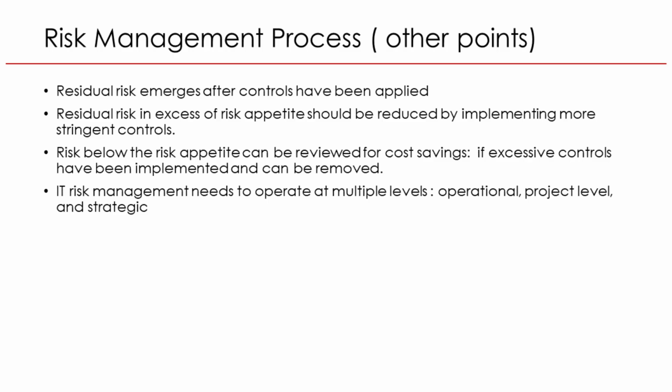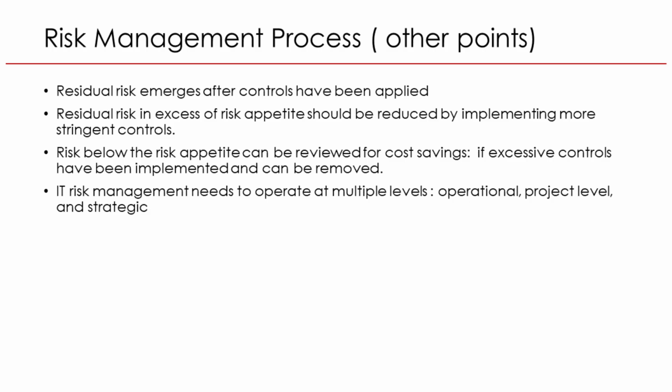Example: after implementing firewalls and encryption, if data breaches are still possible due to weak passwords, introducing multi-factor authentication, MFA, can further reduce the risk. However, if residual risk is lower than the organization's risk appetite, management may consider relaxing some controls to save costs, but only after a careful review. Example: a company might reduce the frequency of full system backups from daily to weekly if data loss risk is already minimal and storage costs are too high.